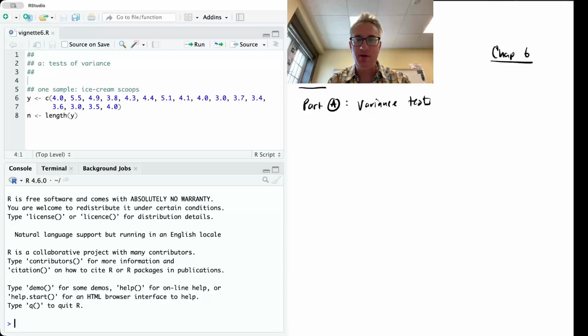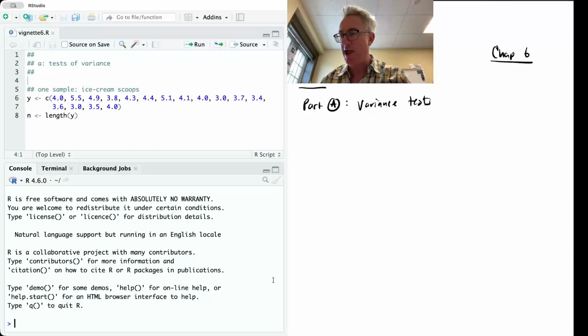Hi. All right, here we are in chapter 6. So chapter 6 is about analysis of variance, and it's in two parts. The first part is on variance tests, and the second part is on ANOVA, which is also known as analysis of variance. But that one's actually not about variance, it's about means. I'll get into more about why that is when we get to part B.